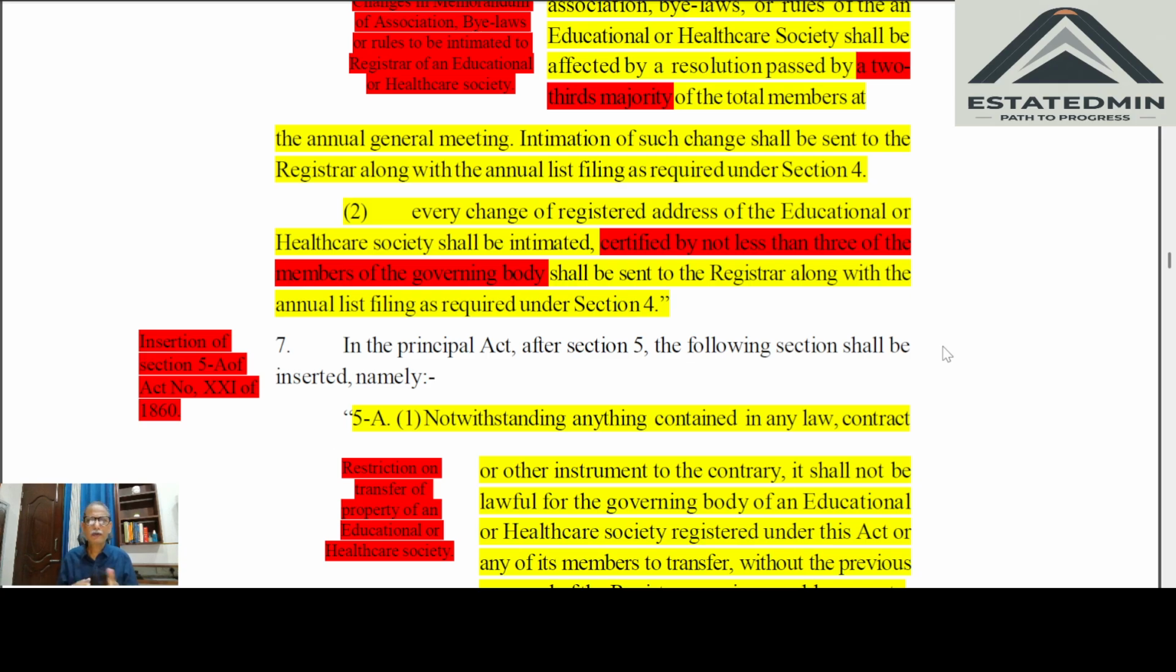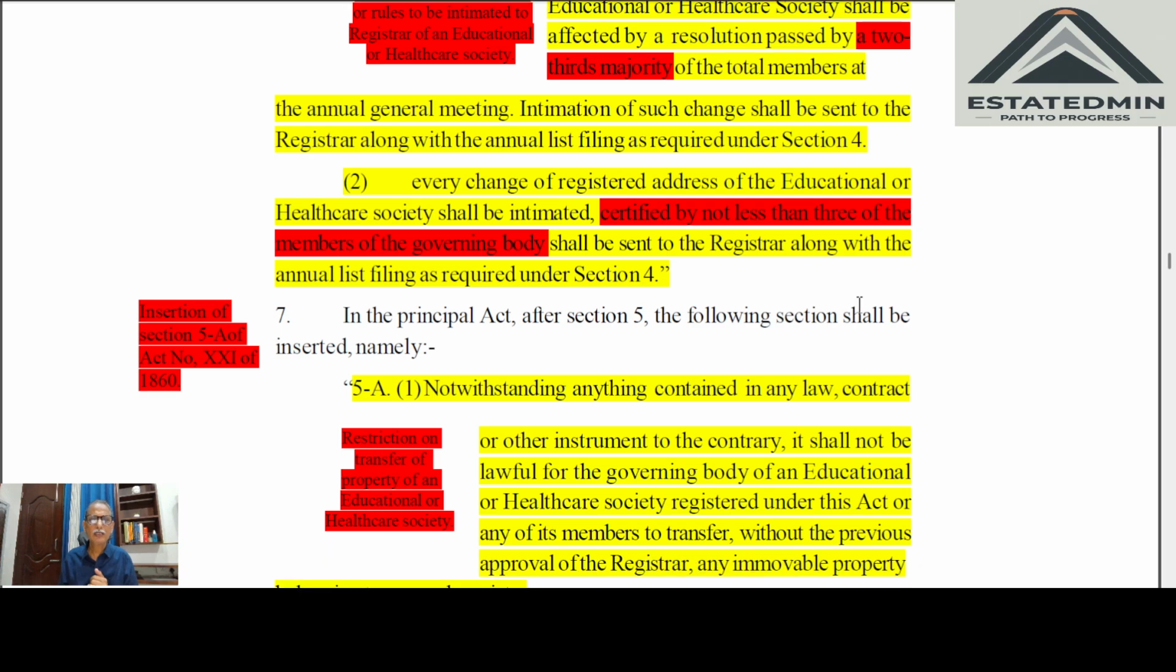So the first, when laws has to be amended, that it should be passed by the two-third majority. If any change in address is there, then the certificate has to be signed by not less than 3 of the members of the governing body. Unlike earlier, it was being sent by the president or the secretary. One person was signing and certifying that this change in address has been made. So now it is required to be signed by 3 members at least.